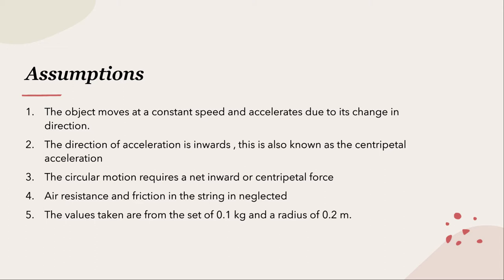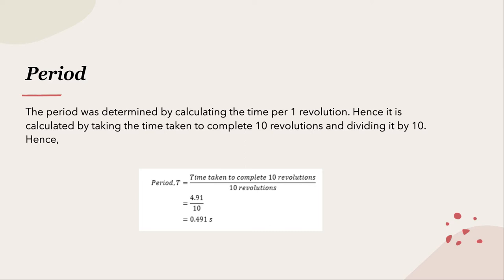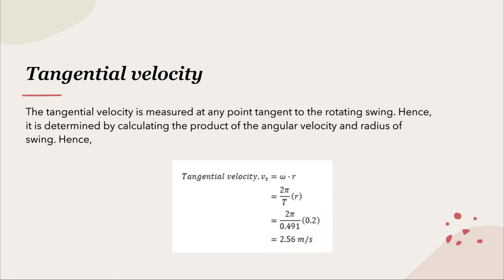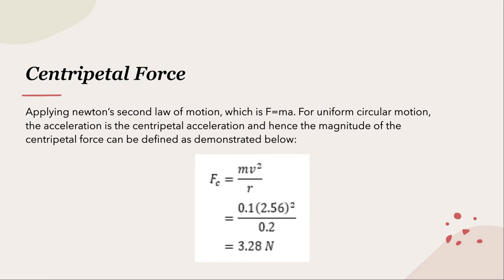This is the calculation for the period. It was calculated by determining the time per one revolution. And this is the calculation for tangential velocity, which is found by calculating the product of the angular velocity and the radius of the swing. And this is the calculation for centripetal force, by applying Newton's second law of motion, which is F equals ma. For uniform circular motion, the acceleration is the centripetal acceleration, and hence the magnitude of the centripetal force can be defined as demonstrated below.